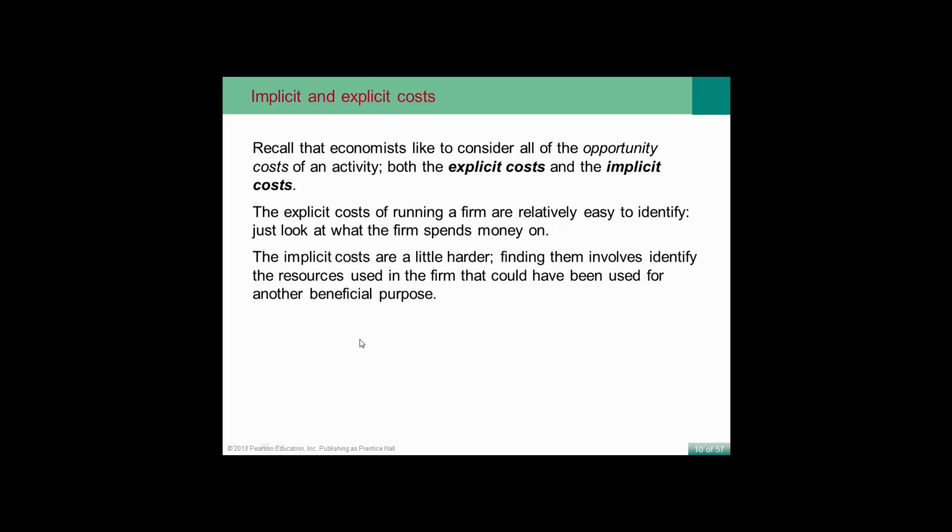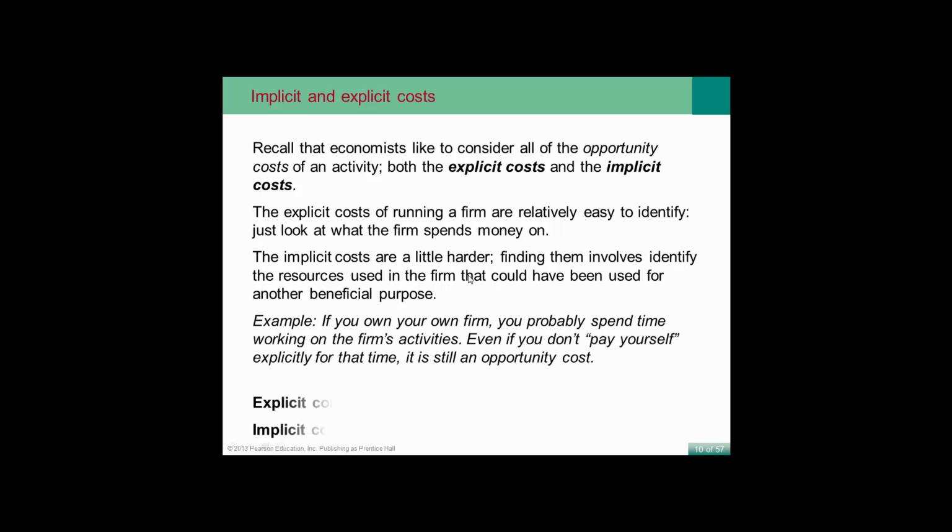Implicit costs are harder to find, involving identifying the resources used by a firm that could have been used for another beneficial purpose. For example, if you own your own firm, you probably spend time working on the firm's activities. Even if you don't, quote-unquote, pay yourself explicitly, which would be an explicit cost, there's still an opportunity cost. You could have been spending your time doing something else.